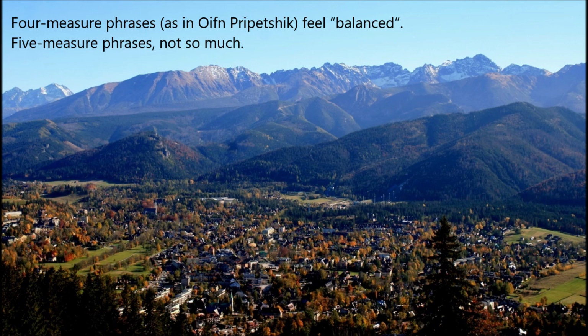4 measure phrases have a balanced feel to them, probably because we are, after all, bilaterally symmetrical animals whose equipment and motion tends to come in groups of 2. 5 measure phrases sound a little unbalanced. They can be divided equally only in the middle of the third measure where no downbeat occurs.